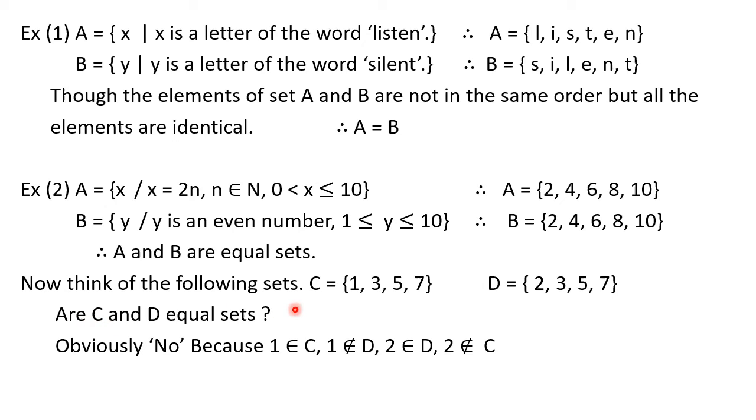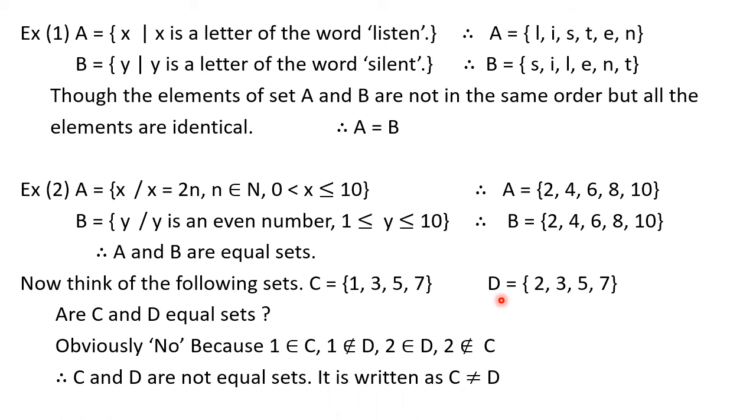So they are not equal sets. Our answer is no, because 1 belongs to C but 1 does not belong to D. You know these symbols. Similarly, 2 belongs to D but 2 does not belong to C. So even if a single element is different, the sets are not equal. So how are we going to write it? C is not equal to D. You know this symbol, not equal to. You write the equal to symbol and put a slash on it. That denotes not equal to.